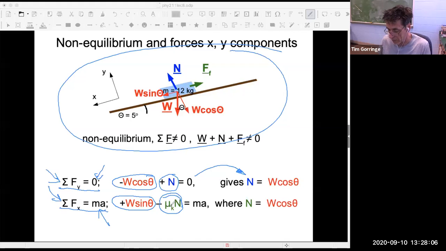horizontal direction. Well, if you look at this second equation here, and you realize that N, the normal force, is W cosine theta, you can use this equation to actually calculate this acceleration. And so that's what we're going to do. Having replaced the normal force with the weight times cosine theta, we'll solve this little equation here for the acceleration and come up with our answer. And that's on the next slide. So let's do that.